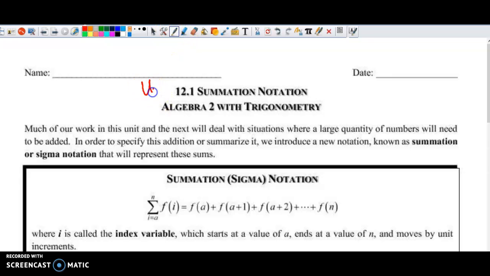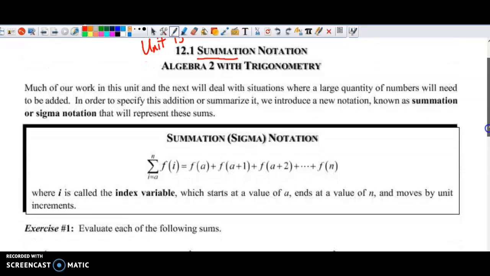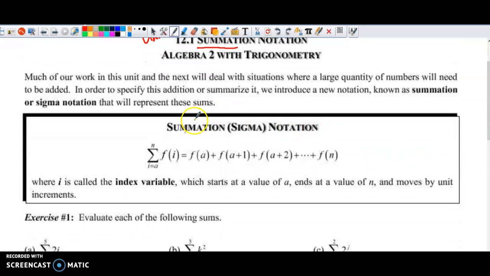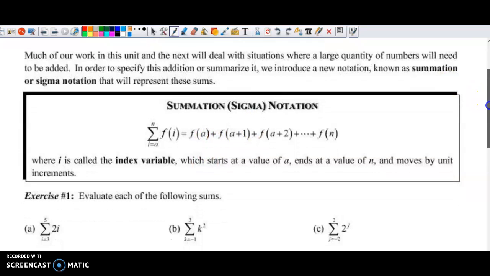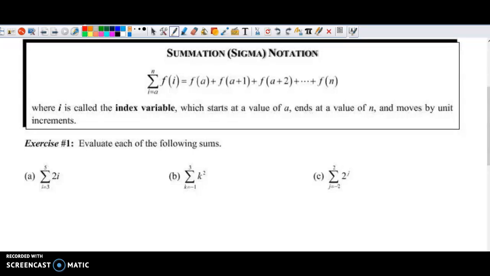I set this up for myself, but we are going to do Unit 13 immediately after this, but I wanted to introduce what's called summation notation. And yes, calculators do this. I just want to point out, because this will make more sense with sequences and series after I do this. So this looks fancy. We call it sigma because that's the Greek letter.